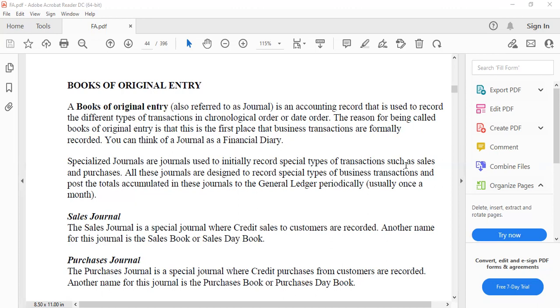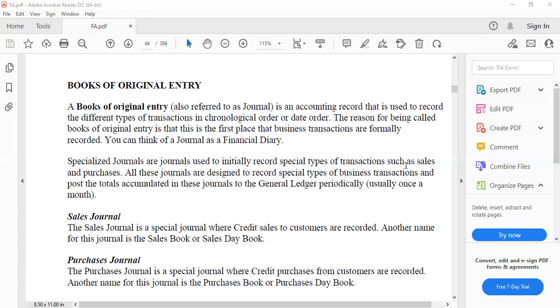You can think of a journal as a financial diary. Specialized journals are used to initially record special types of transactions, such as sales and purchases. All these journals are designed to record special types of business transactions and post the total accumulated in these journals to the general ledger.